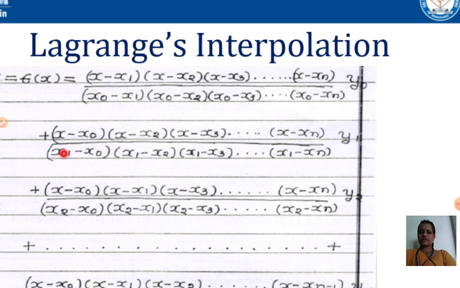Next one, x0 will be there and x1 will not be there, then 2, 3, etc., divided by x1 minus x0, x1 minus x2 and so on, into y1. In the next term, x0 is there, x1 is there, but x2 will be missing. So it is divided by x2 minus the same terms x0, x1 and x3, and so on, into y2.